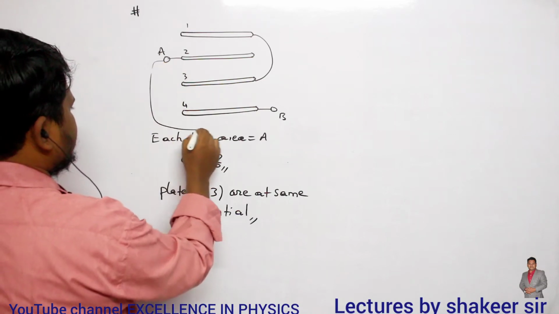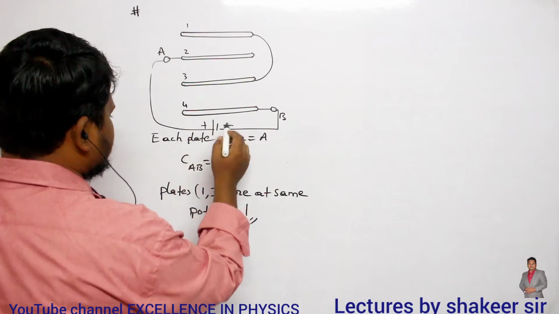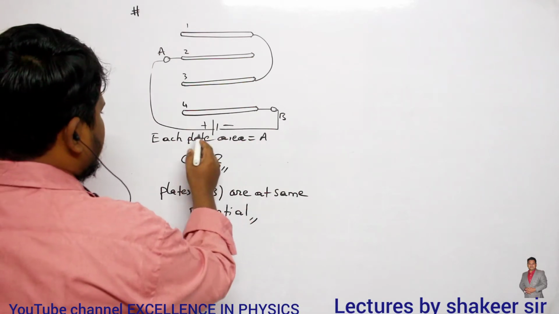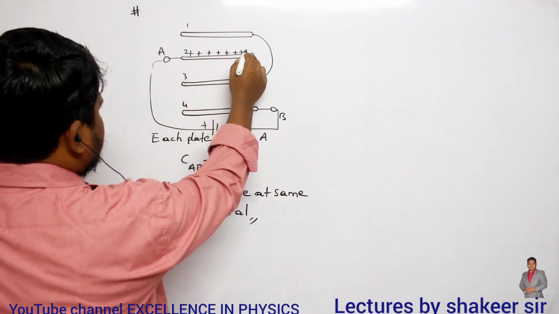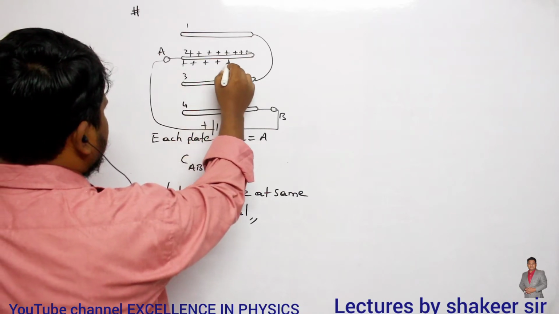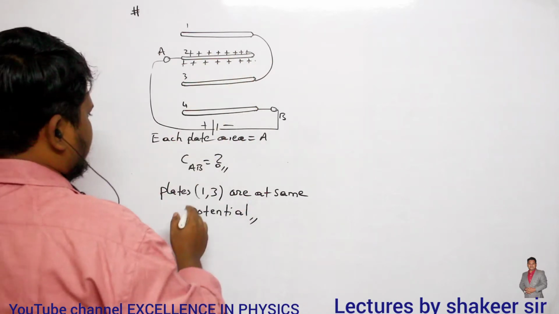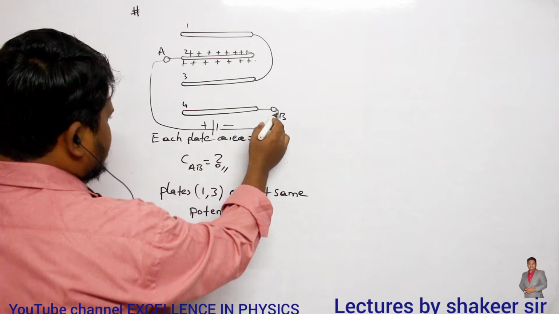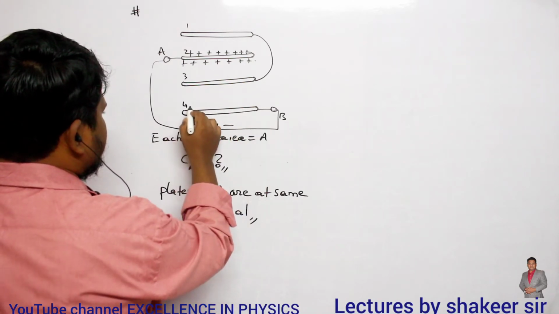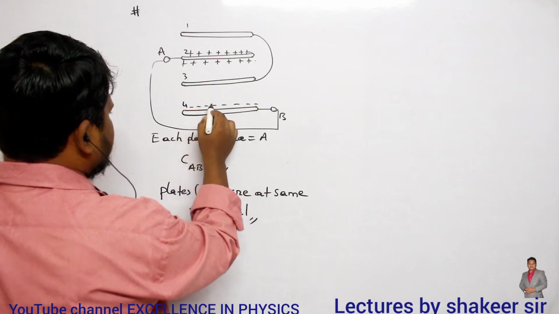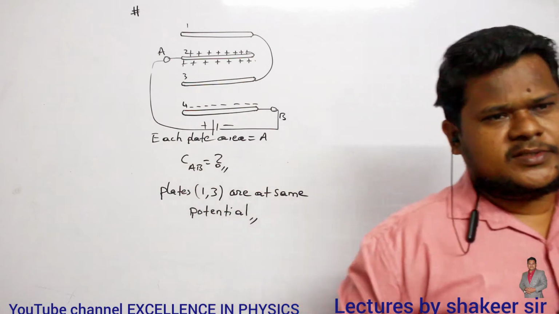So I can connect this to a battery like this. So this is the arrangement. This is the positive terminal, this is the negative terminal of the battery. So A is connected to the positive terminal, so this plate behaves like a positively charged plate. All positive charges are deposited on plate A. Next, the negative terminal is connected to plate number 4, that is terminal B here. So this behaves like a negatively charged plate. Are you able to understand? So this is the arrangement of charges.